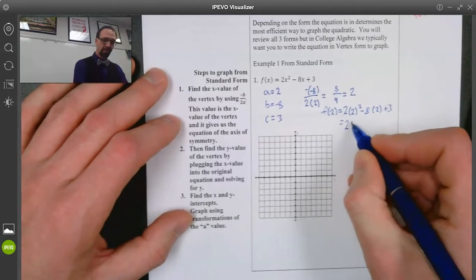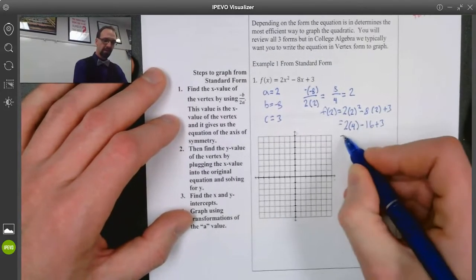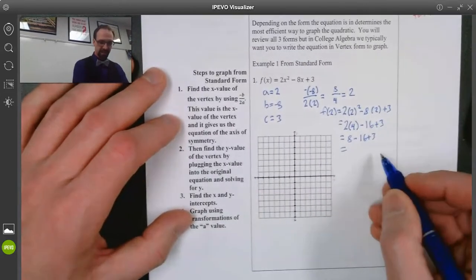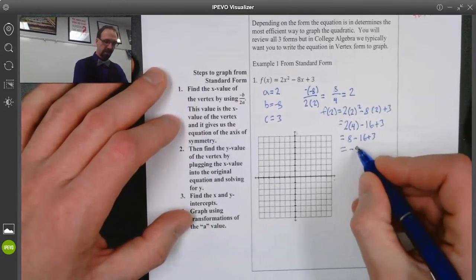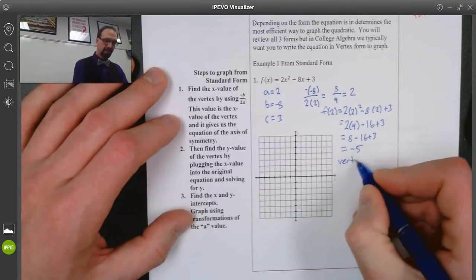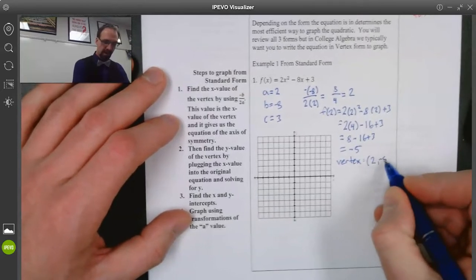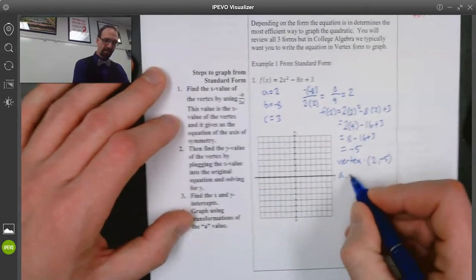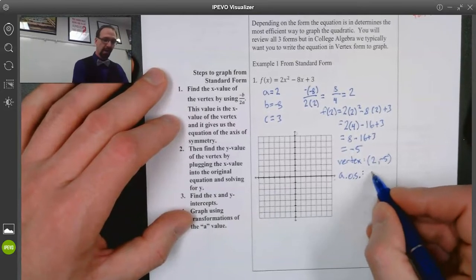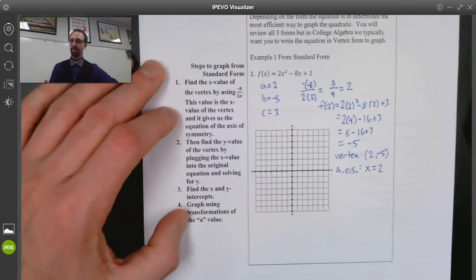So f of 2 is 2 times 2 squared minus 8 times 2 plus 3. 2 squared is 4, so I have 2 times 4 minus 16 plus 3. You can multiply that: 8 minus 16 plus 3. 8 minus 16 is negative 8. Negative 8 plus 3 is negative 5. So my y value is negative 5. So my vertex is going to be at 2 comma negative 5. My axis of symmetry, which we usually abbreviate as AOS, is x equals positive 2. Note that it's a positive 2 and it's x equals.